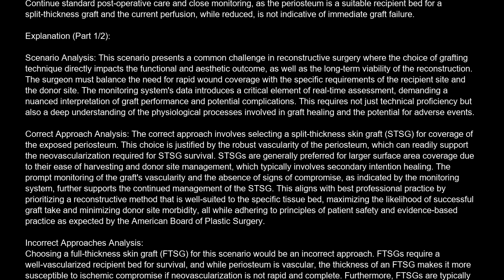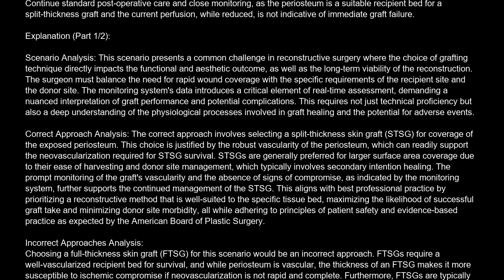Incorrect approaches analysis. Choosing a full-thickness skin graft, FTSG, for this scenario would be an incorrect approach. FTSGs require a well-vascularized recipient bed for survival, and while periosteum is vascular, the thickness of an FTSG makes it more susceptible to ischemic compromise if neovascularization is not rapid and complete.